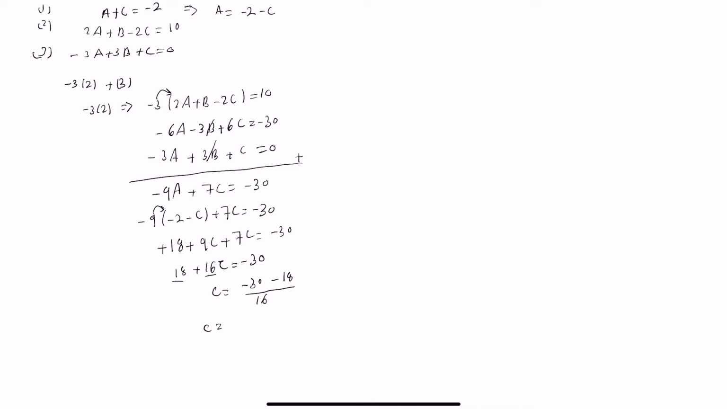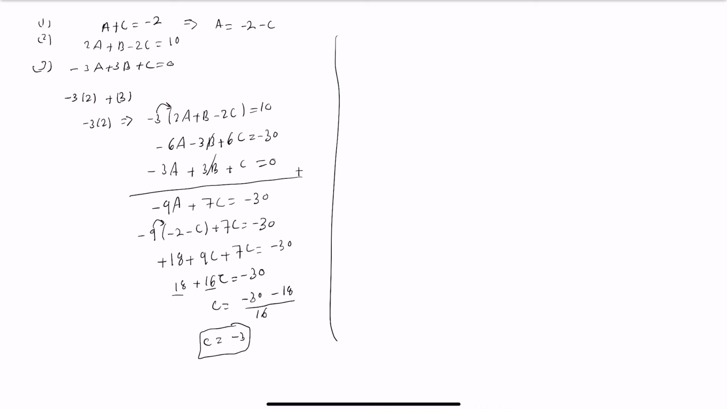Therefore, c is going to be equal to minus 3. Now I'm going to use equation number 1, which is a equals minus 2 minus c, to find a. So a is going to be equal to minus 2, and then minus c is going to be minus minus 3. So a is going to be equal to minus 2 plus 3, which equals 1. Therefore, a is 1.